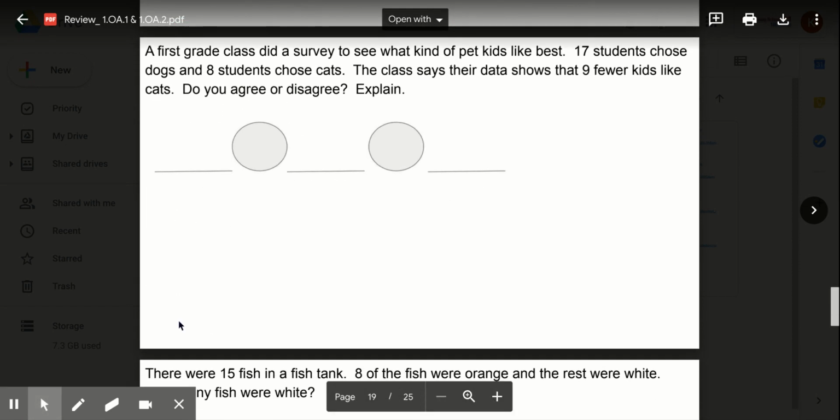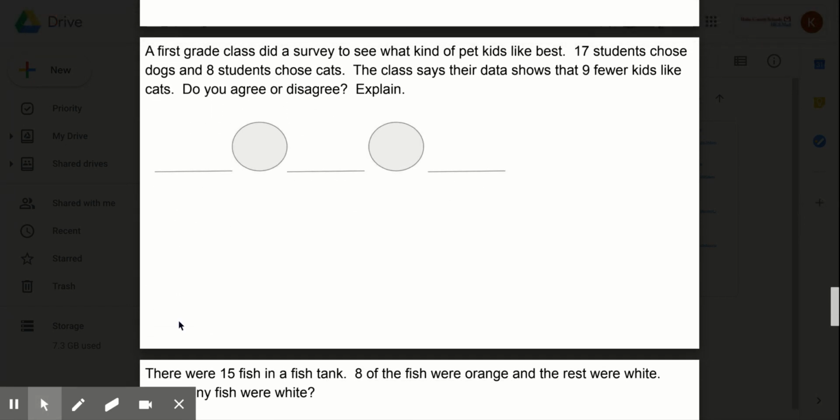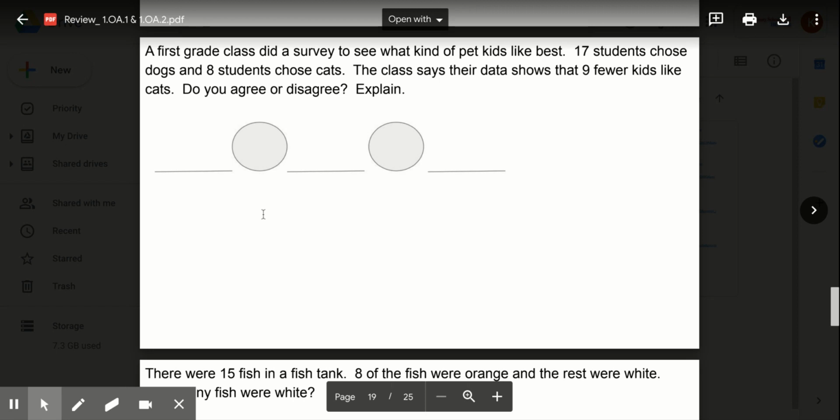All right, this problem is a we do, so I'm going to read the problem and we are going to solve it together. A first grade class did a survey to see what kind of pet kids like best. 17 students chose dogs and 8 students chose cats. The class says their data shows that 9 fewer kids like cats. Do you agree or disagree? Explain. First, I'm going to reread my story problem and create my equation, and then I want you to pause the video to solve.